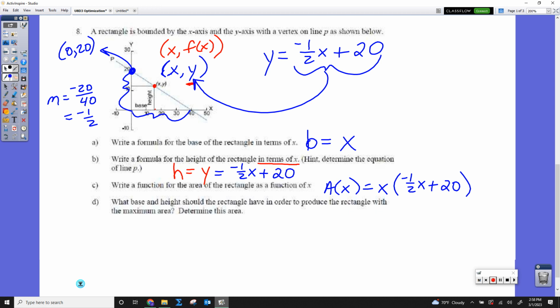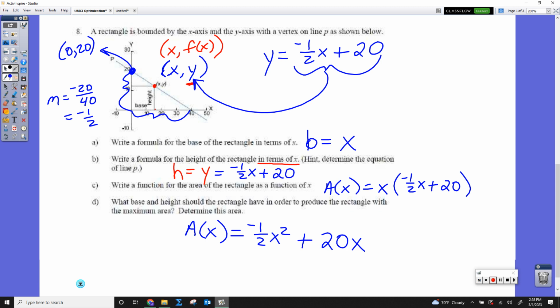Part D, what base and height should the rectangle have in order to produce the maximum area, and then determine this area? You would just take the formula we found in part C to maximize the area. You probably like to distribute that x, so I'm going to do that: negative 1/2 x squared plus 20x. And now, just like we've done before, we're looking to find the vertex of our parabola and then figure out what our maximum area would be once we've found x. So I'll let you finish that problem out.